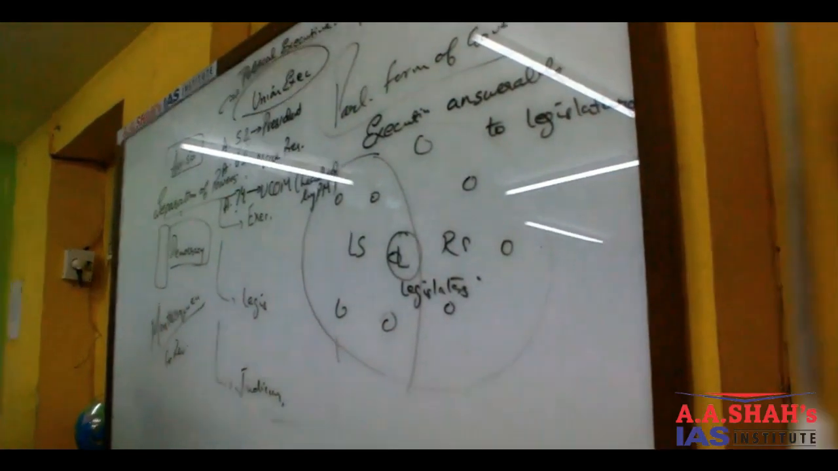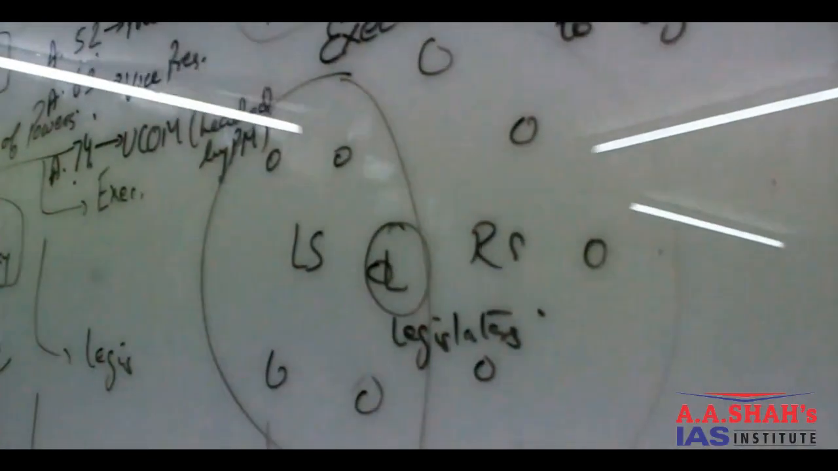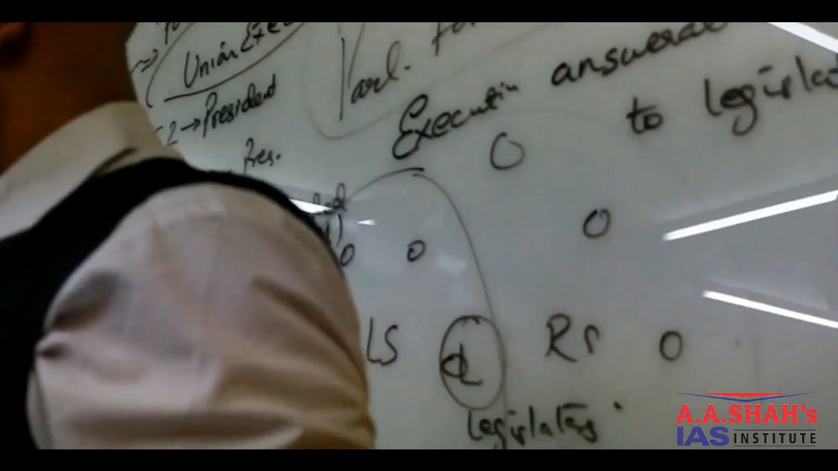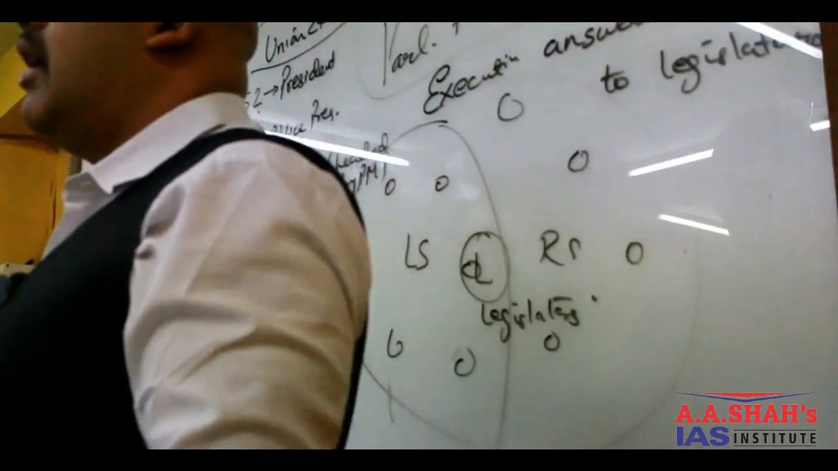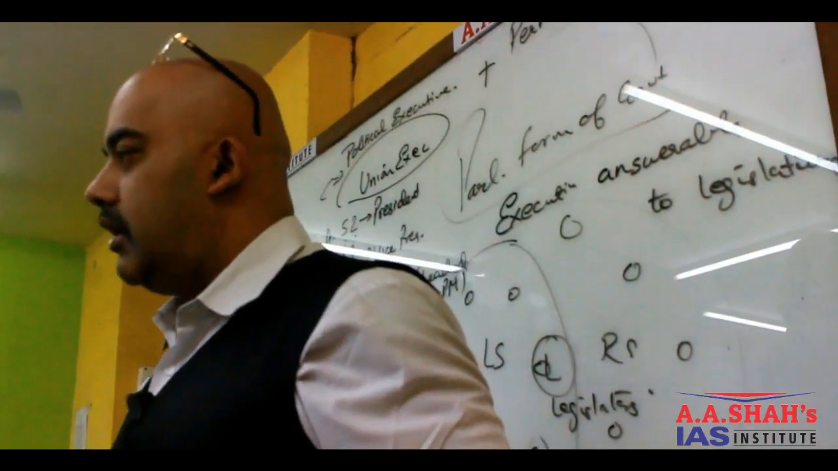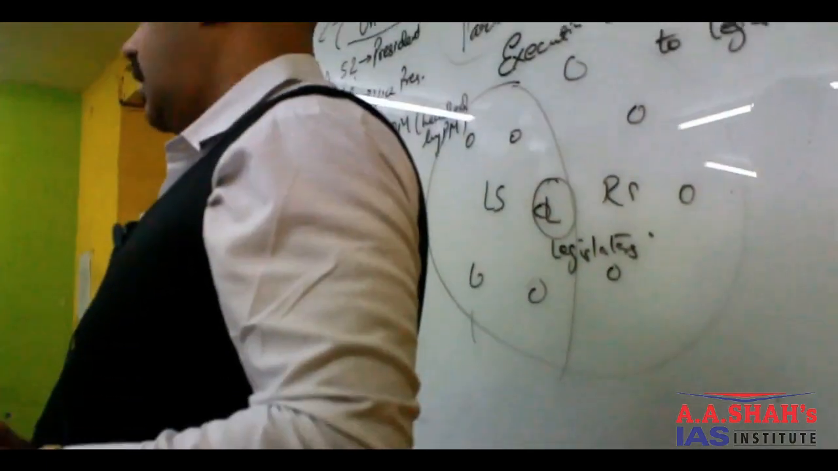You just cannot have another power. So I am not saying that over here the executive is interfering in the legislature. No, that's not what I'm saying. I am saying some of our legislators are duplicating the role of the executive. Are we clear on this?